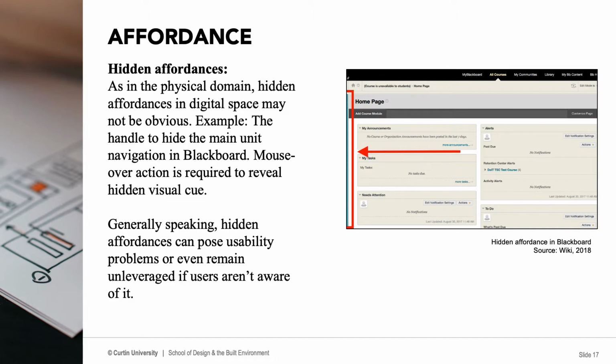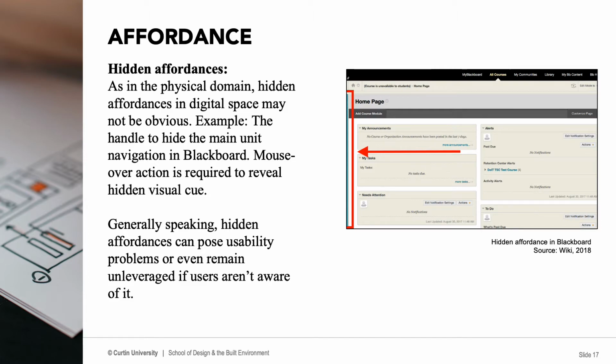Generally speaking, hidden affordances, as in this case, can pose usability problems, or people won't use them if they don't know that they're there. Or worse yet, people might have the perception that this website's broken, or this thing's broken, I'm not going to use this. So try to avoid, as far as possible, using these kinds of hidden affordances.